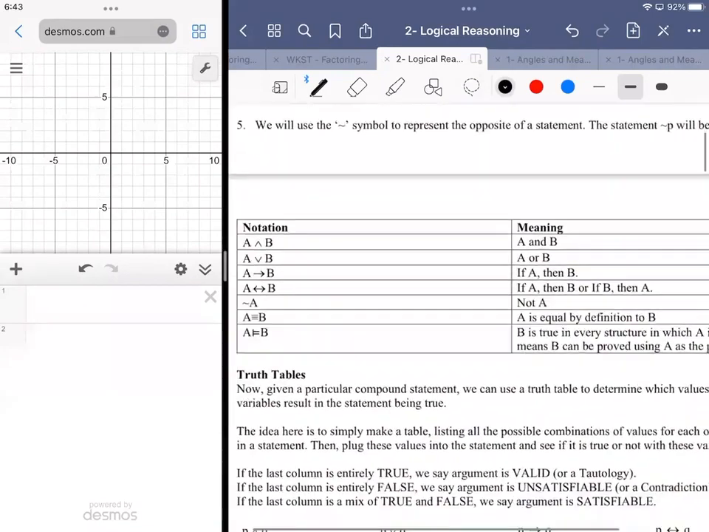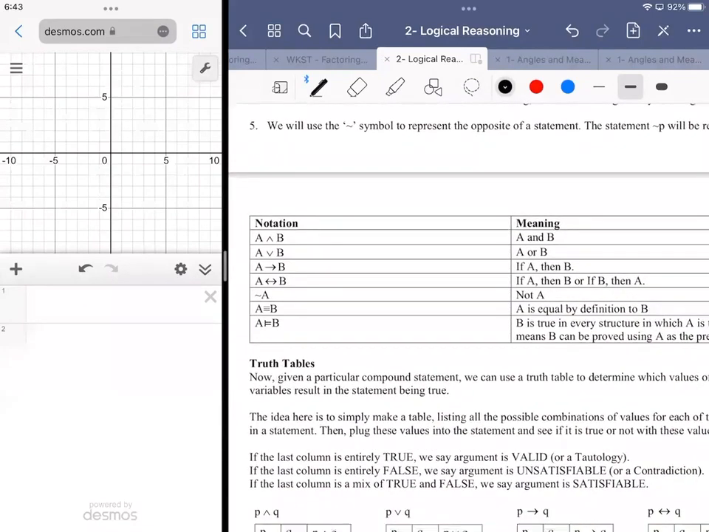So a little cheat sheet here. A and B. I switched to A and B for some reason, I have no idea why. A or B. If A, then B. If A, then B, or if B, then A. Not A. Now the triple horizontal line here, kind of like an equal sign but with an extra bar. We talked about congruence, that's the equal sign with a little tilde over the top, but that means something different. That's congruent. This is saying is equal by definition, or by rule.